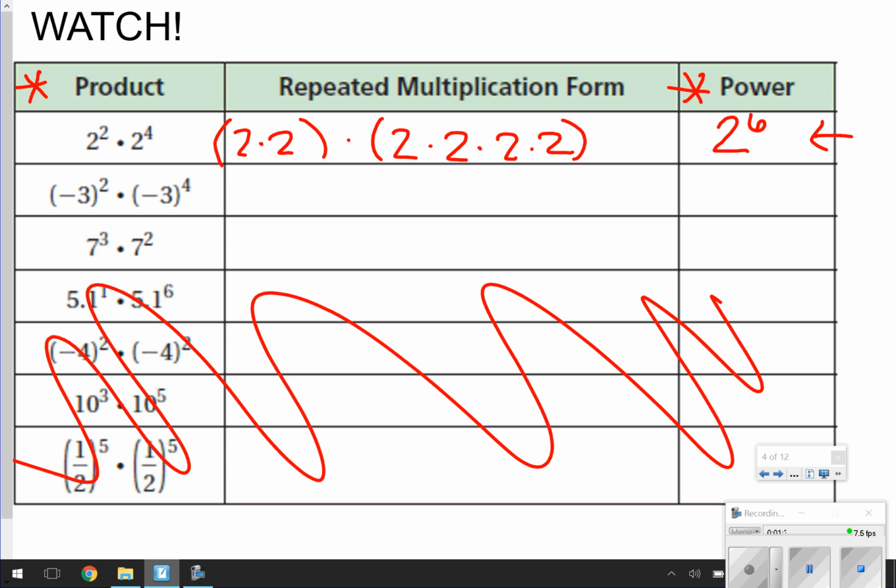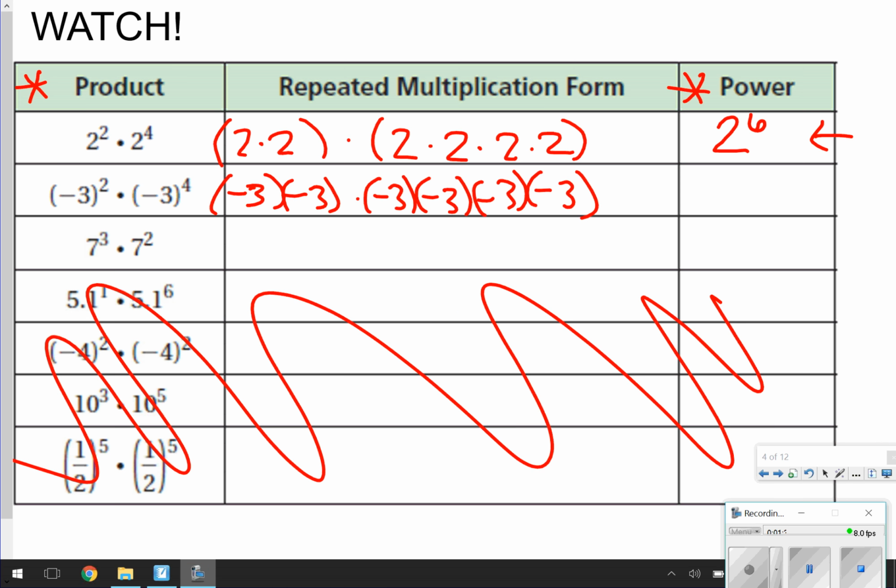On the second one, you have -3 to the second, -3 to the fourth. That's what this is looking like. -3 to the second means 2 -3's, and -3 to the fourth means 4 -3's. Adding them all together again, we get -3 in parentheses, because that's how it originally was written, to the 6th power. For this one, we have 7 to the third times 7 to the second. Here's what that looks like. 7 to the third is 3 7's. 7 to the second is 2 7's, for a grand total of 7 to the fifth.